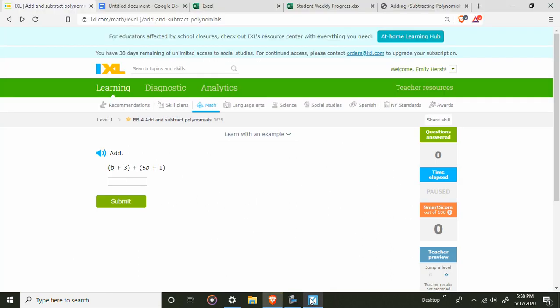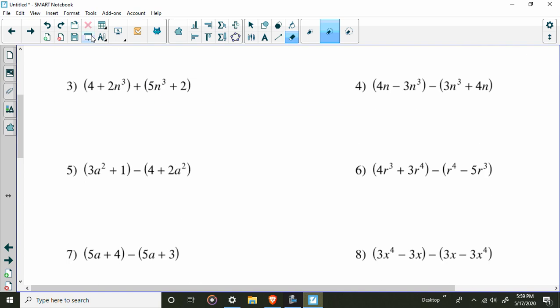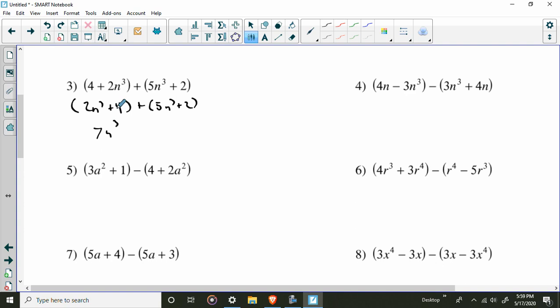All right, so let me go through a few of these examples. We're going to go to number 3 on this paper, and I'll skip around a little bit. They kind of put them in a little more difficult order. Okay, now again, is this in standard form? No. 2n to the third in the front plus 4. Okay, now I switch those around. Plus 5n to the third plus 2. Now, some of you are just going to look at this and say, I got n to the third, n to the third. 2 plus 5 is 7, n to the third. 4 and 2 is going to be 6, okay?